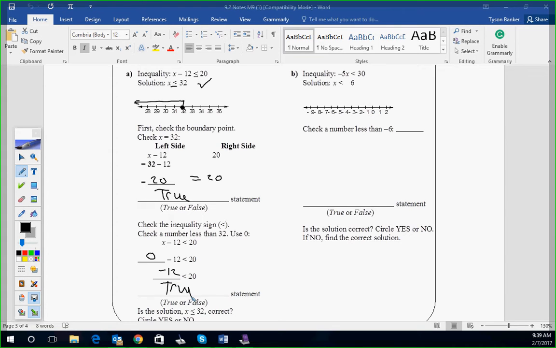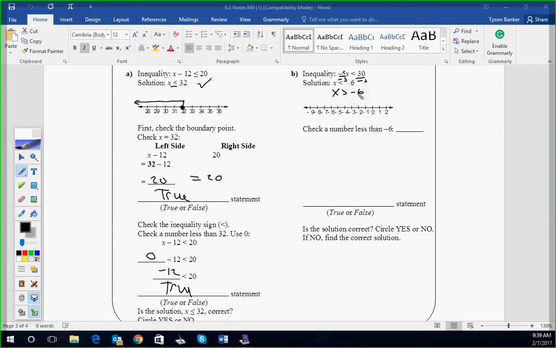Okay. All right, next one. Inequality. Got to divide by -5. Again, that alarm should go off. We've been saying it a bunch. 30 divided by -5 is -6. Should be x greater than -6.